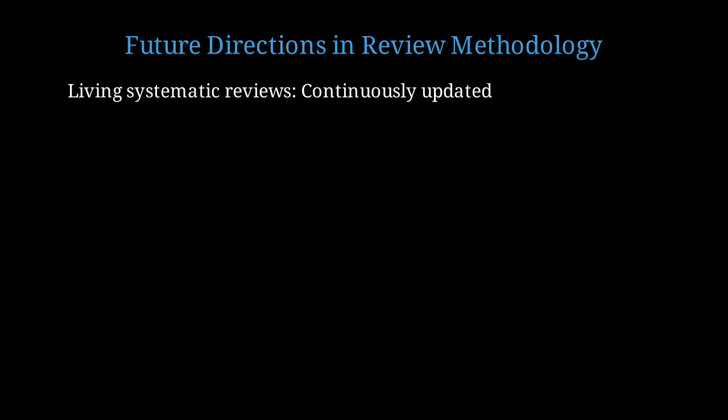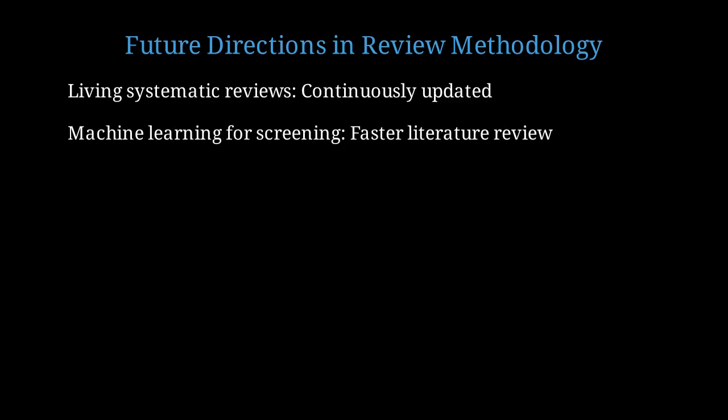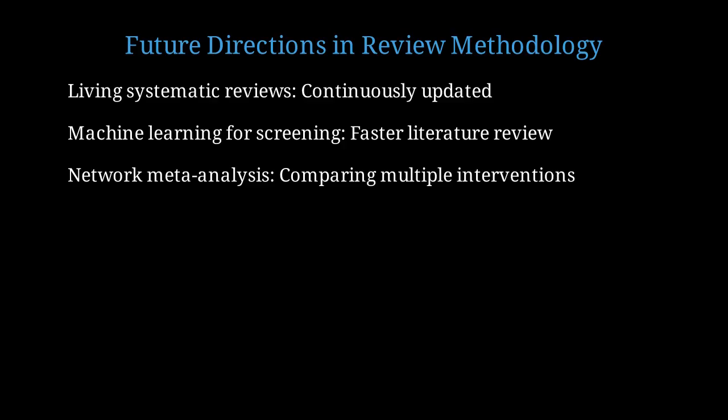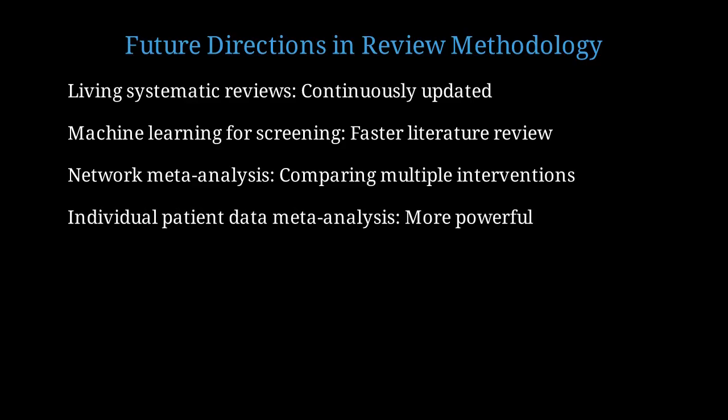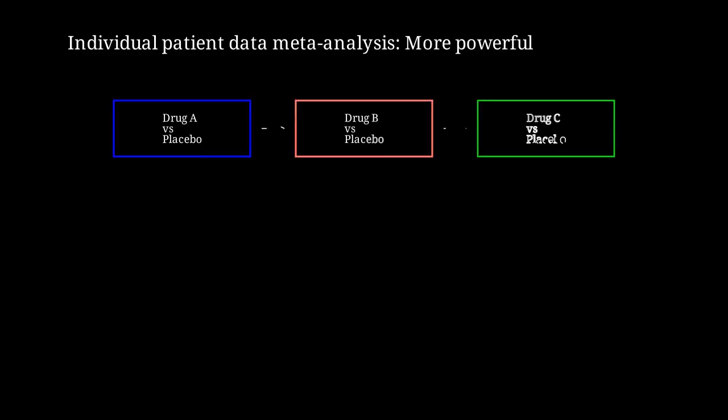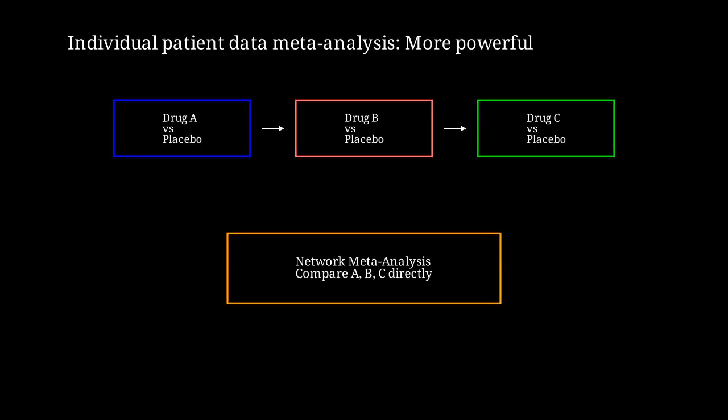Finally, let's look at emerging trends and future directions in review methodology. Living systematic reviews are continuously updated as new evidence emerges, providing always current syntheses. Machine learning algorithms are being developed to assist with title and abstract screening, dramatically speeding up the process. Network meta-analysis allows comparison of multiple interventions simultaneously, even when not all have been compared head-to-head. Individual patient data meta-analysis, where raw data from studies is pooled, provides more powerful analyses than aggregated data. Network meta-analysis can indirectly compare drugs A, B, and C even if they were never compared directly in trials.